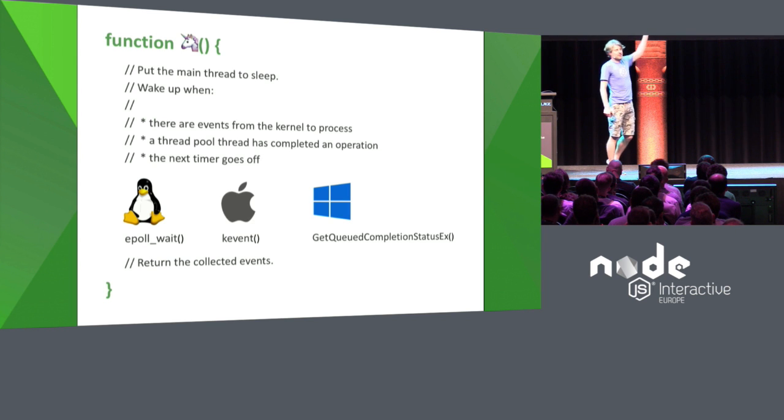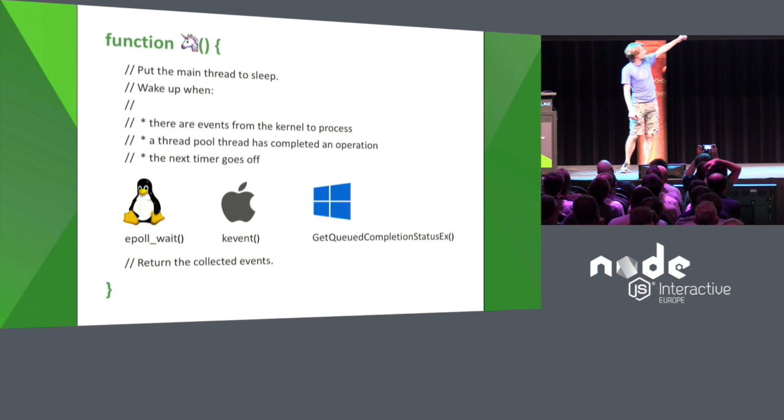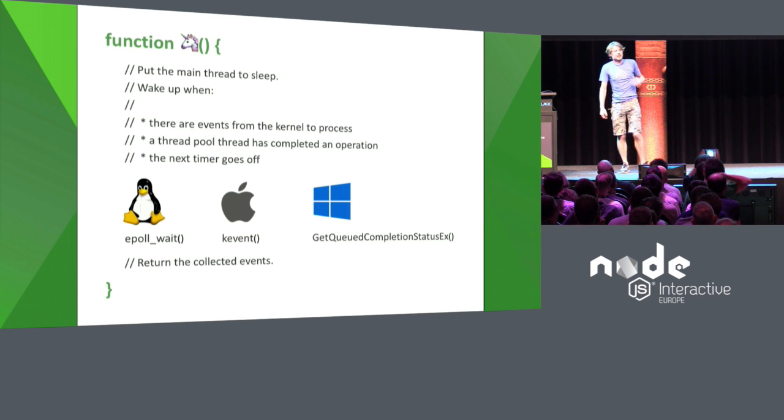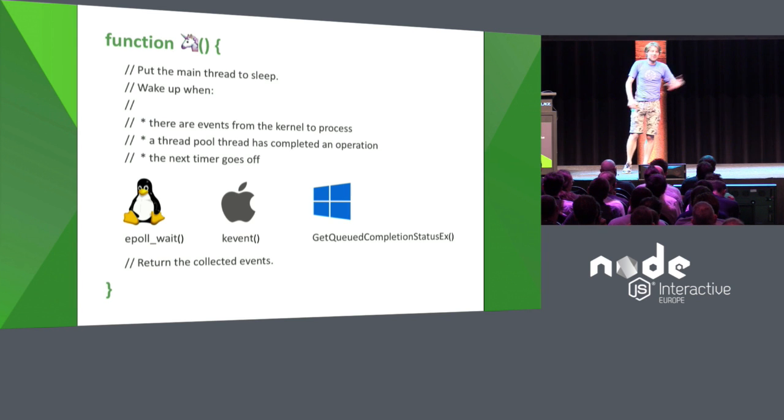kevent is what happens in BSDs and OSX, kind of the same thing. And then there's Windows. It has GetQueuedCompletionStatus. And as you can already see in the name, it gives you a completion status that was somehow queued. And the completion status, of course, is the result that we were looking for. And that queuing is happening actually automatically.